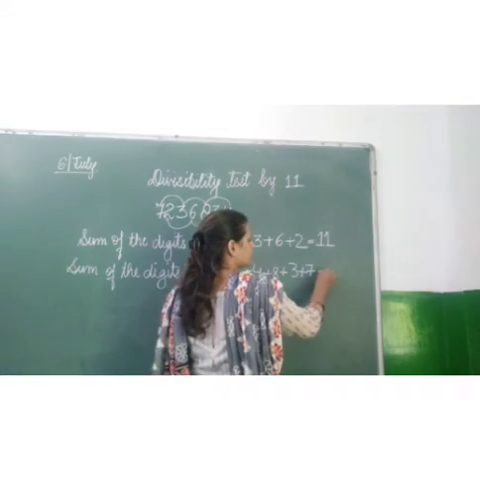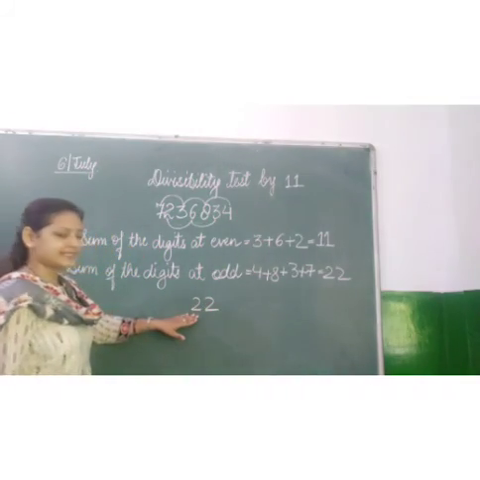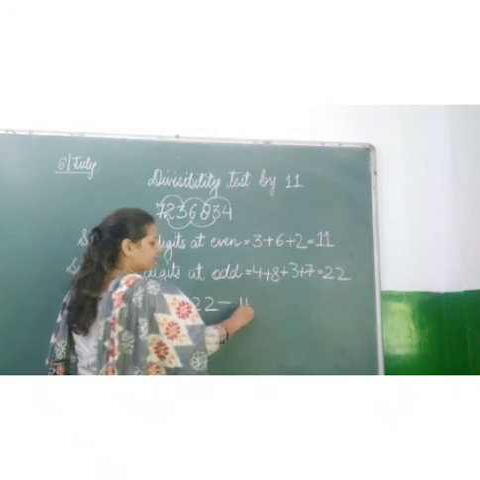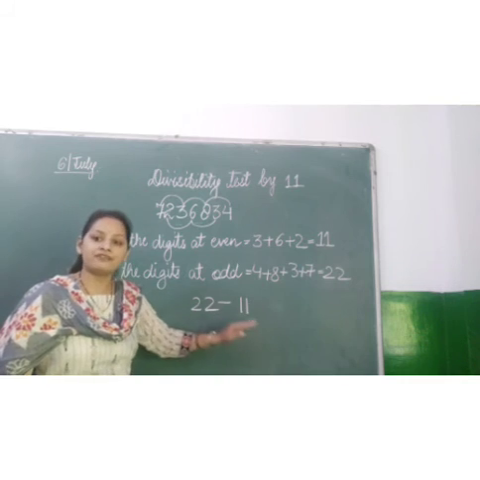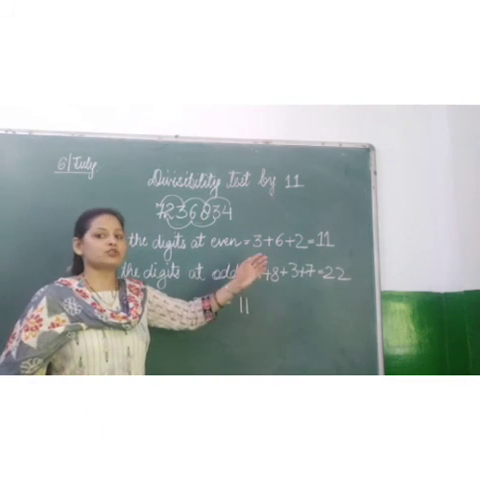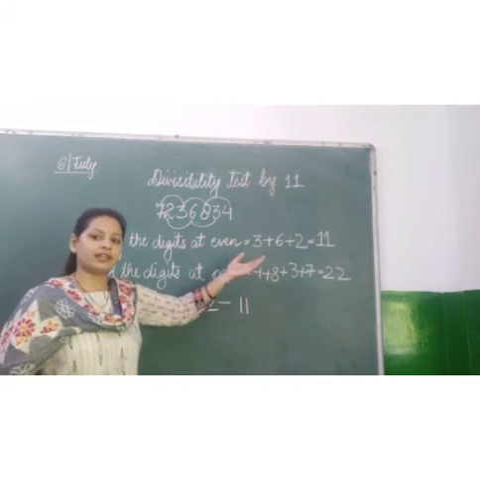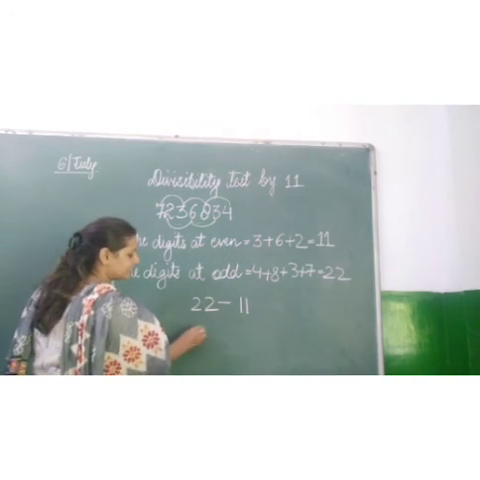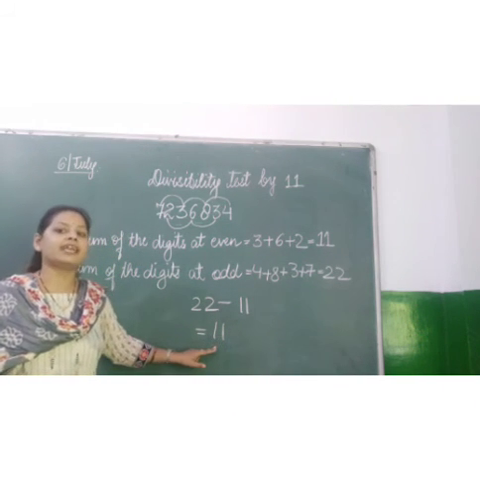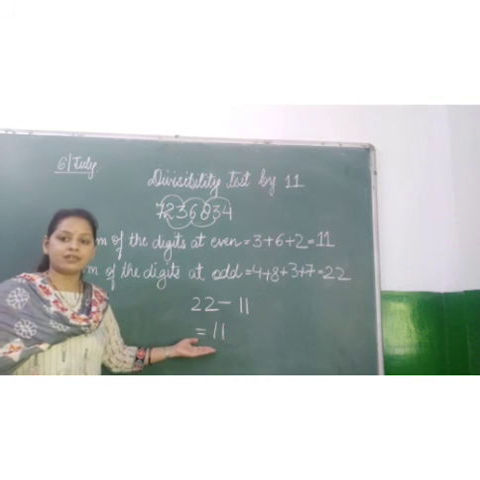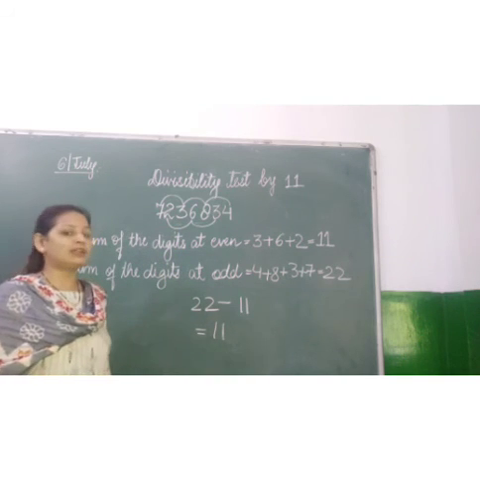15 plus 7, 22. Now the sums that we have received are 22 for odd places and 11 for even places. And what do we have to find? We have to find the difference. We have to find their difference. So we subtract the smaller one from the bigger one. That means whichever sum is bigger, we subtract the smaller one from it. 22 minus 11, 11. What did we get? We got a multiple of 11. We got a multiple of 11, 11 ones are 11. So because we have received the difference as a multiple of 11, the full number will be divisible by 11.